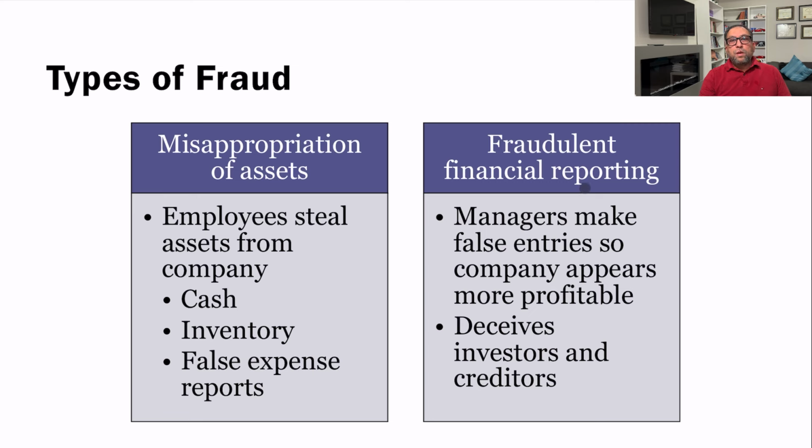Now there are two types of fraud. One is misappropriation of assets. Employees can steal assets from the company in the shape of cash or in the shape of any other product, which we can define as inventory, like some workers stealing something from Walmart, Superstore, or anything. I think that is also called misappropriation of assets. False expense report.